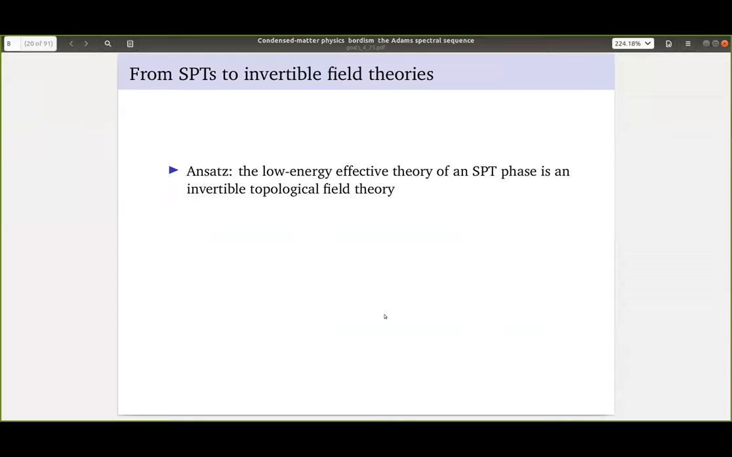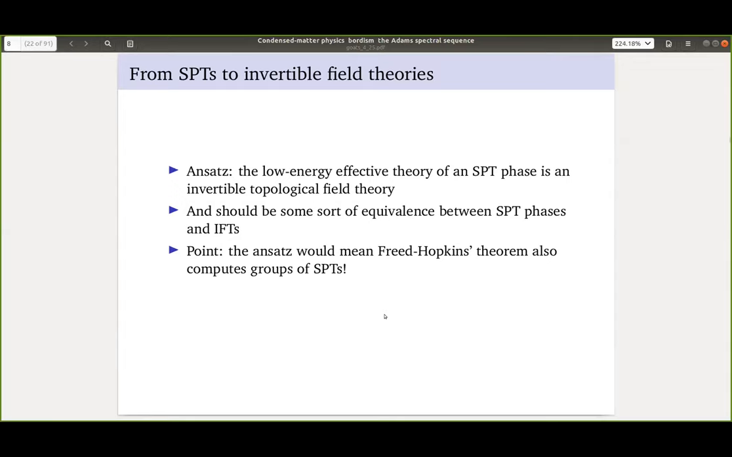So we're going to try and go about this a roundabout way using invertible field theories. There's this general ansatz coming from physics ideas that there should be a way to take a low energy effective field theory of an SPT phase, which is some physics thing that we don't know quite how to mathematically define yet, and what should pop out is an IFT in the fully mathematical sense. And moreover, while we're dreaming, this should be an equivalence between the classification of SPTs and the classification of IFTs, which is great because we know how to classify IFTs.